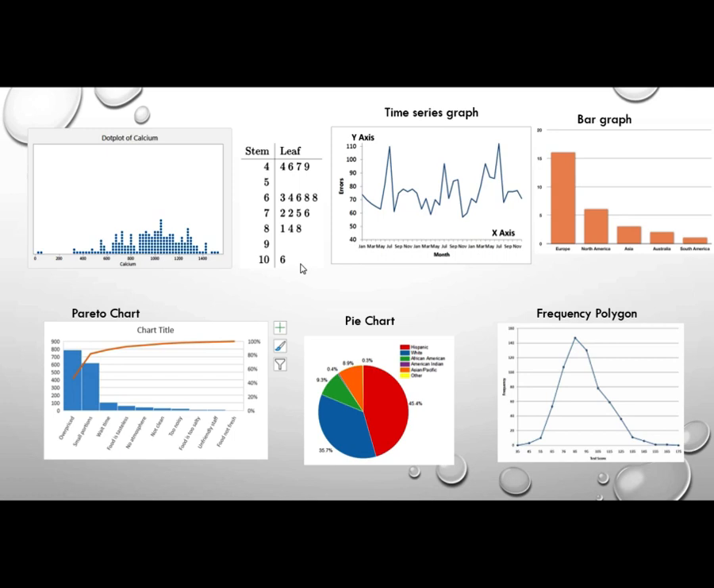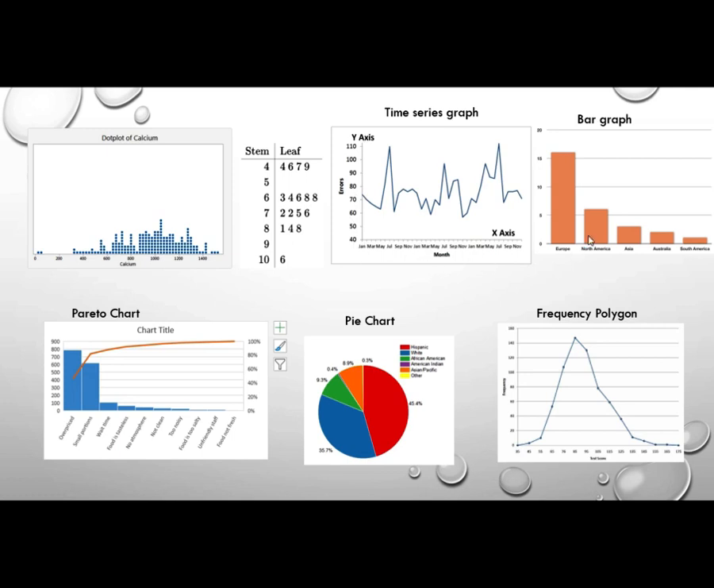SPSS creates them very easily. You can use them or not. We will likely not use them in the class, but we can. You could play with that in SPSS. Time series graph just shows data over time. So here's the time, and then here are errors depending on whatever it is that this particular graph is measuring.